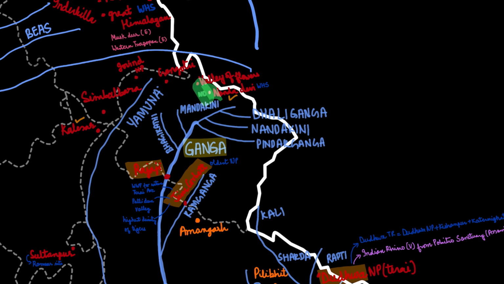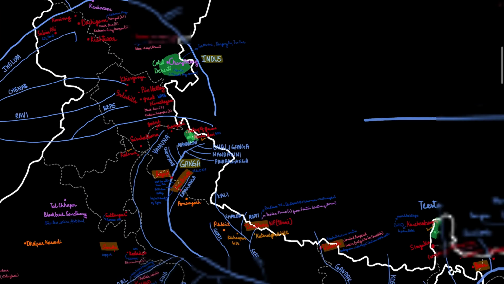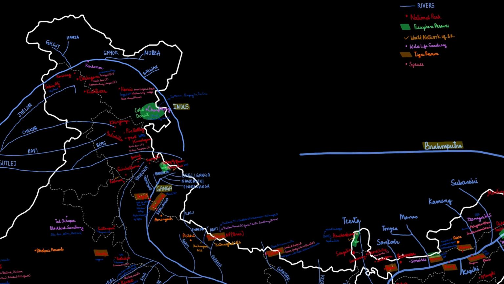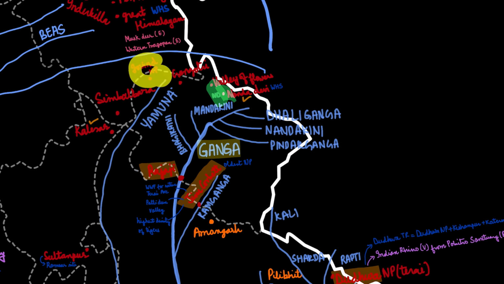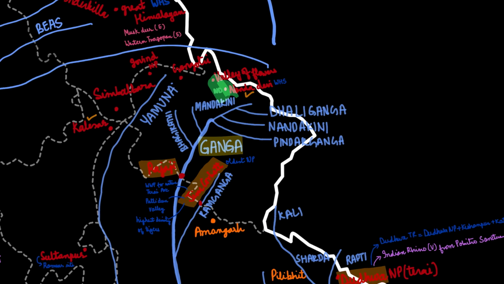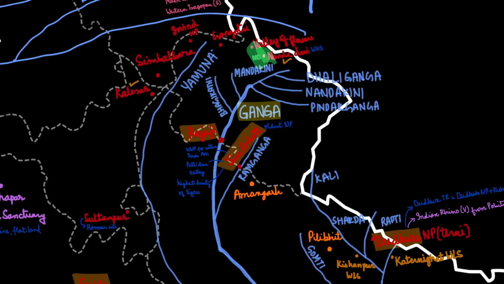It is also a biosphere reserve, and it has been designated as a World Network of Biosphere Reserves site. So this indicates that it is a site of the world network of biosphere reserves. So this is Nanda Devi. Then we have the Govind Vallabh Pant National Park, the Rajaji National Park, which also lies over here in the Ganga River. The Rajaji National Park, this one, is also a tiger reserve.